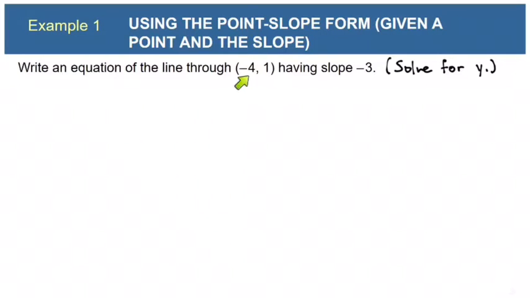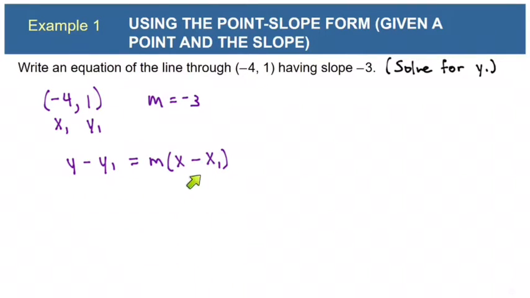Okay, notice what they've given us. This is x1, y1, and this is m. So let's label the information that we have, and now let's write our formula. This is the point-slope formula. y minus the y that we know equals m times x minus the x that we know. Plug in the numbers we have, so it'll say y minus 1 equals m times x minus x1, which is -4.